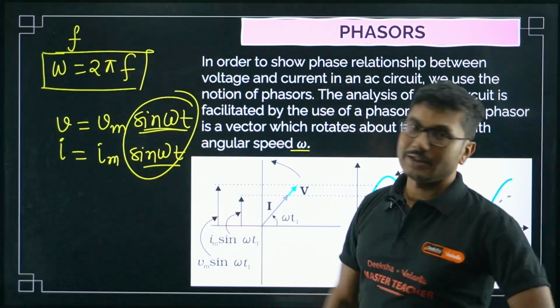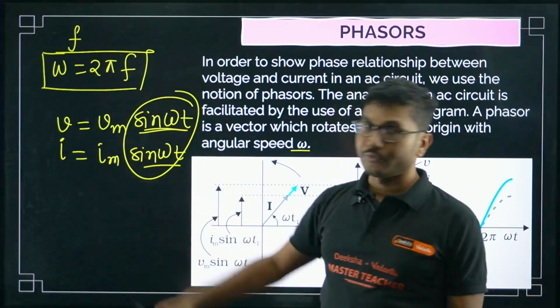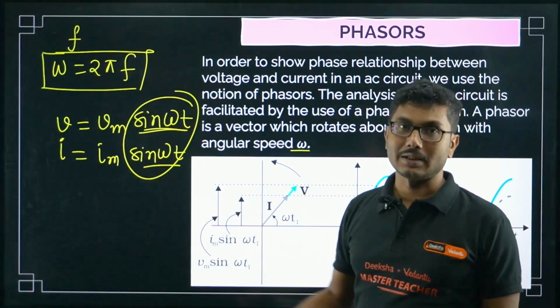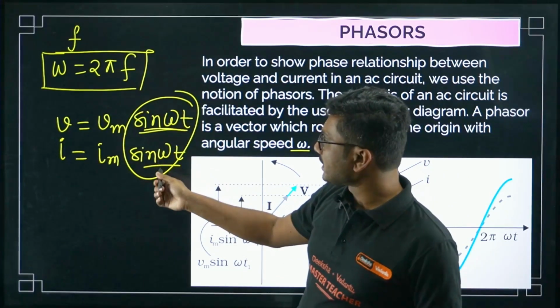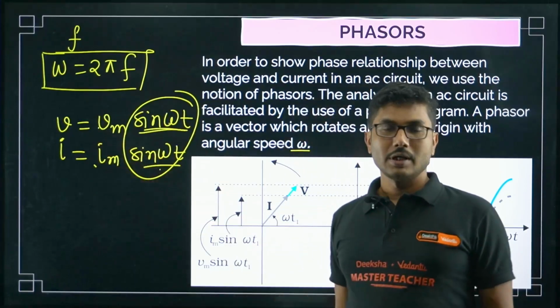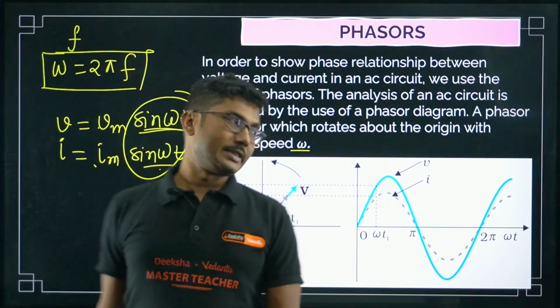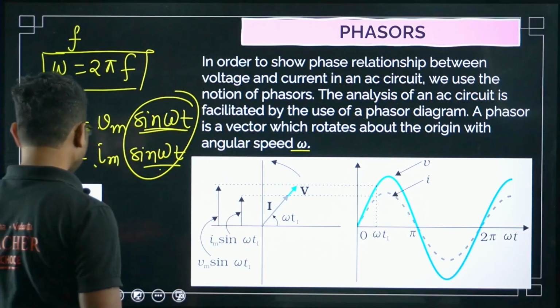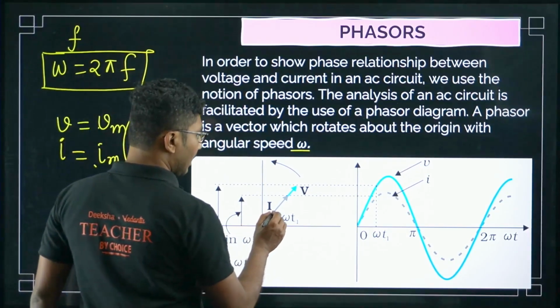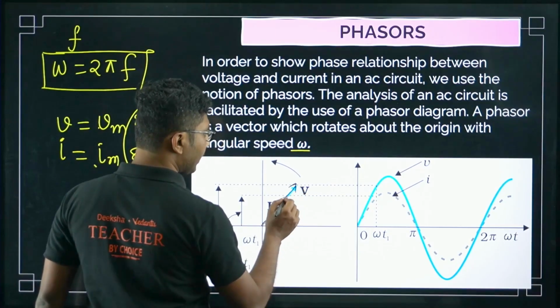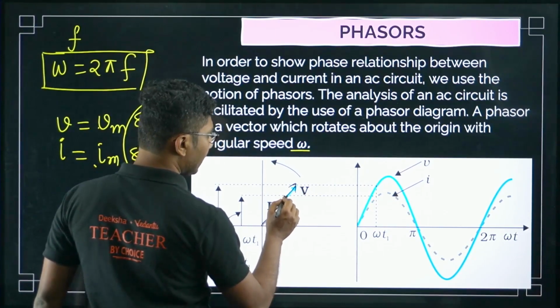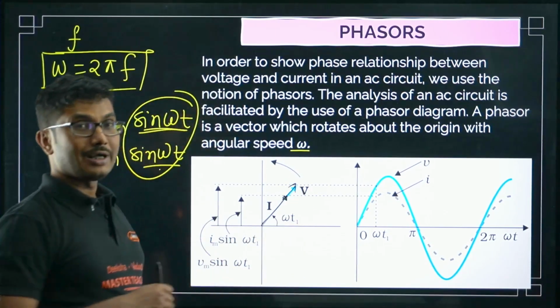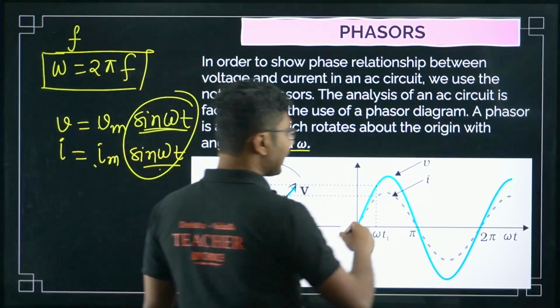So based on the sign of cos omega t, plus or minus, we can say they are leading or lagging. Here you can see both of them are sin omega t, both of them are plus. So that means they are in phase. In phase diagram is drawn like this. Current and voltage are always together. This is voltage, this is current, they are always together. So this is called in phase, and the phasor diagram is like this.